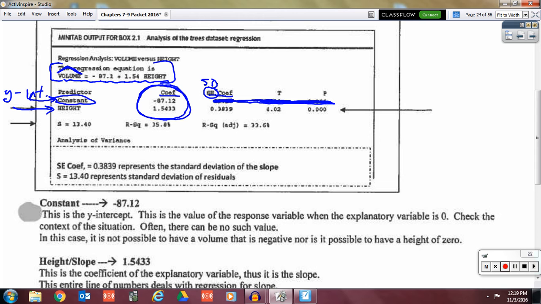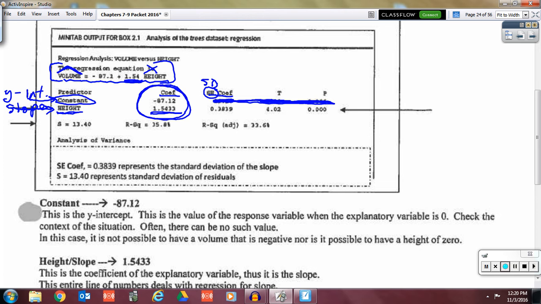All right. The next line is entitled, in this case, height. So what do you think this means? What is this height in this problem? It's the x variable. Okay, so this height is our x variable, so therefore the coefficient to that is the slope. So that means this line here is all about slope. Namely, this coefficient means that the slope is 1.5433. So that is the actual value of our slope up in the equation.